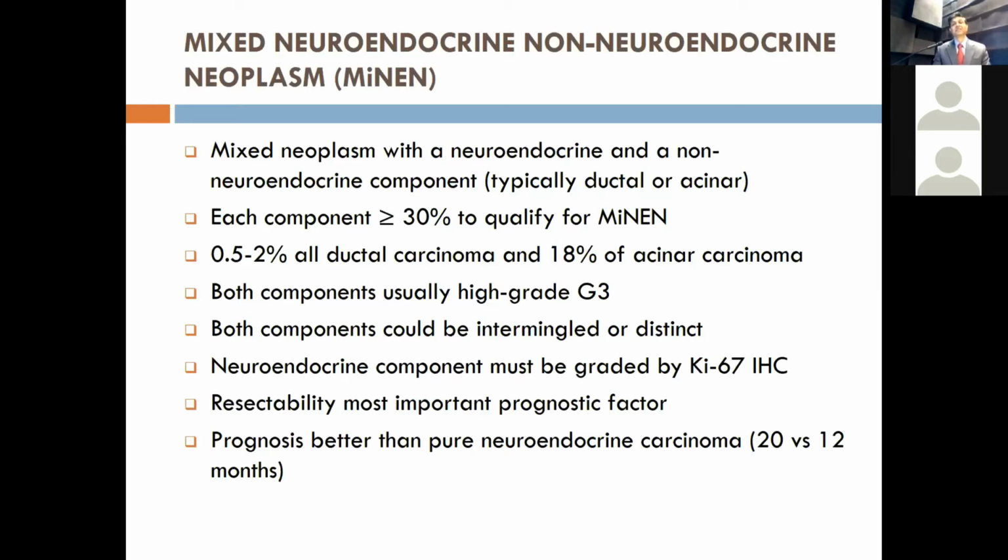Both components can be intermingled, as we saw in our cases, or they could also be distinct. It is important to grade the neuroendocrine component by Ki-67 because it is this component that dictates the biology of this entity. Its prognosis is slightly better than the pure neuroendocrine carcinomas, 20 versus 12 months.